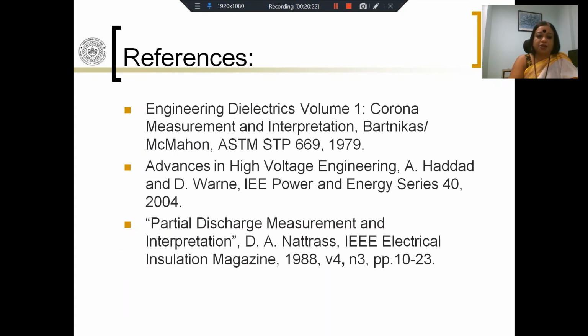So these are some of the references that I have used in my partial discharge lecture. This is a famous book by Bartnikas, and then you have partial discharge measurement and interpretation. This is an article by Nattrass in the IEEE Electrical Insulation Magazine, which has a lot of articles on on-field studies. And then this is, of course, Haddad, which we have been using as a textbook.